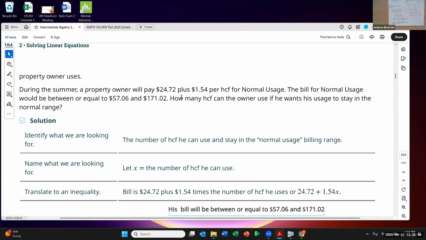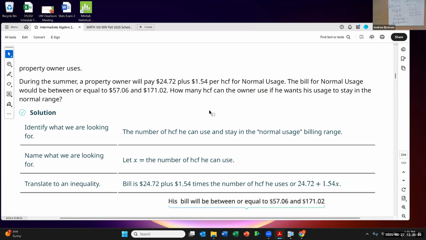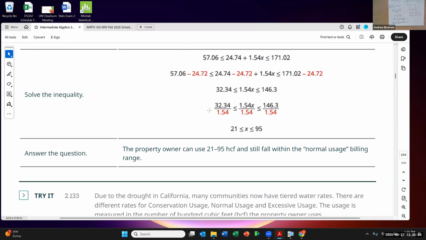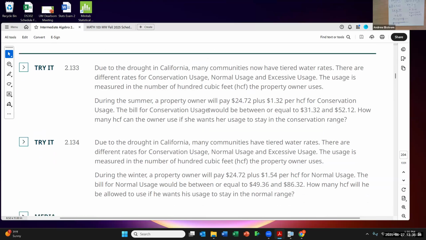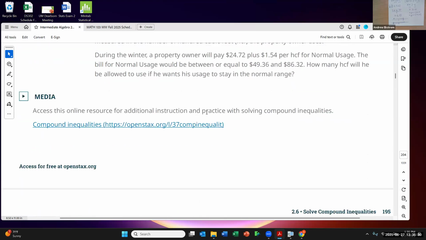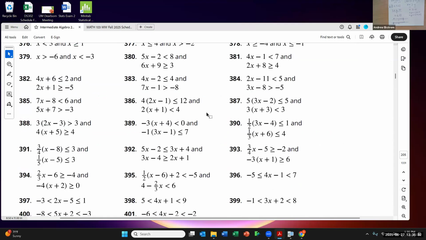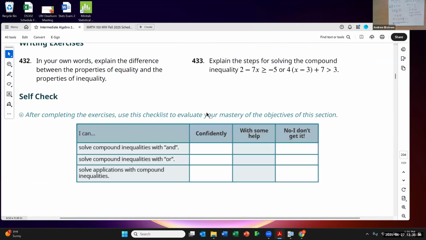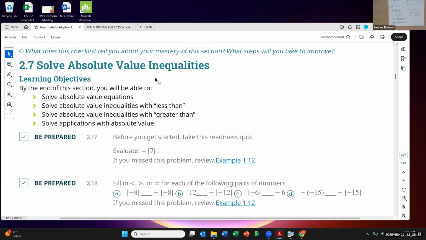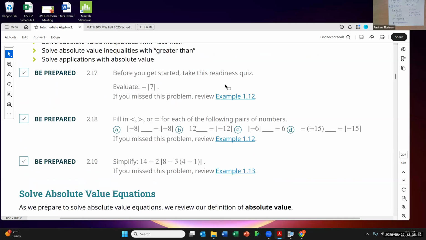So if you think fractions are horrible, check out these when you've got a couple of decimals here. But it's using the same types of ideas. So here it says solve absolute value inequalities.